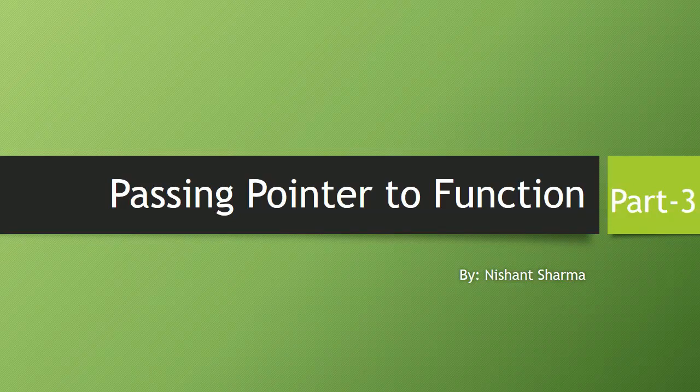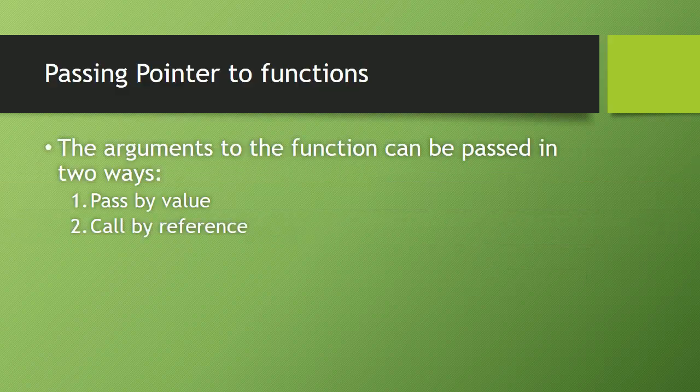In this tutorial we will see how to pass pointers to a function. Whenever we are working with functions, sometimes there is a requirement that we have to transfer some values from the calling function to the called function. In that case, we have two methods for passing arguments or values from the calling function to the called function. The two ways are pass by value and call by reference.